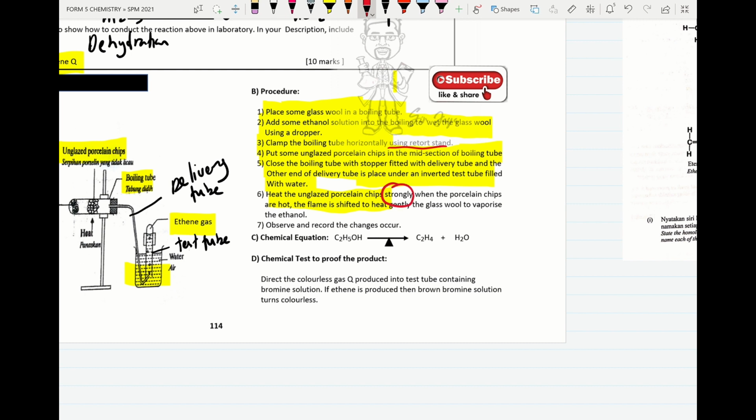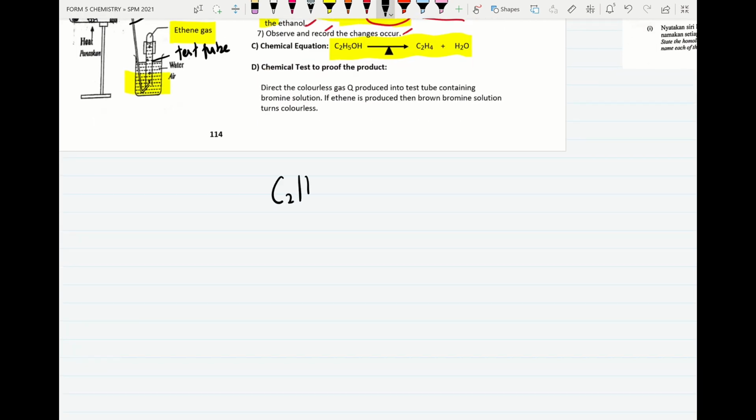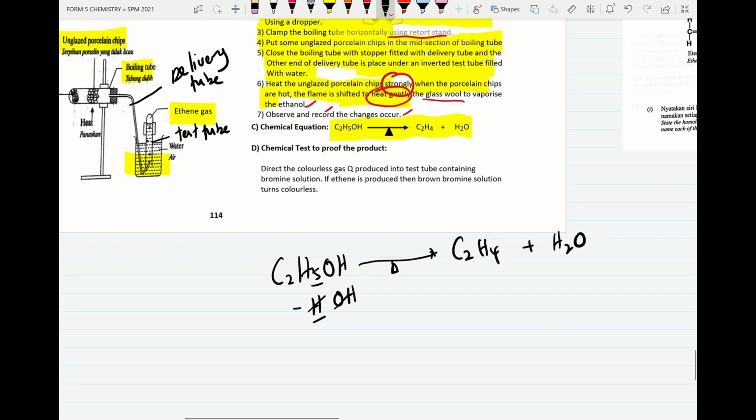Heat the unglazed porcelain chip strongly, must put this word strongly. When the porcelain chip is hot, the flame is shifted gently to the glass wool to vaporize the ethanol. Observe and record the changes that occur. So the equation will be here. C2H5OH undergoes the dehydration process, so removal of water. Remove the water, and C2H5 minus 1 will be 4. I take this one and this one to make water. This is the equation given.